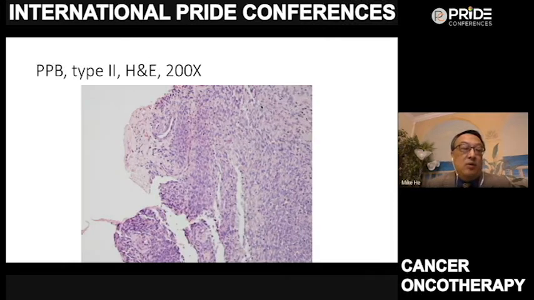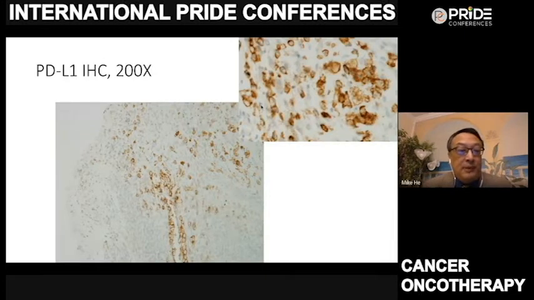This example is the H&E of a pleuropulmonary blastoma. Type 2 means it has a mixed cystic and solid component. Next slide, please. And here, at two powers, you can see the membranous staining of PD-L1 in these tumor cells. Next one, please.